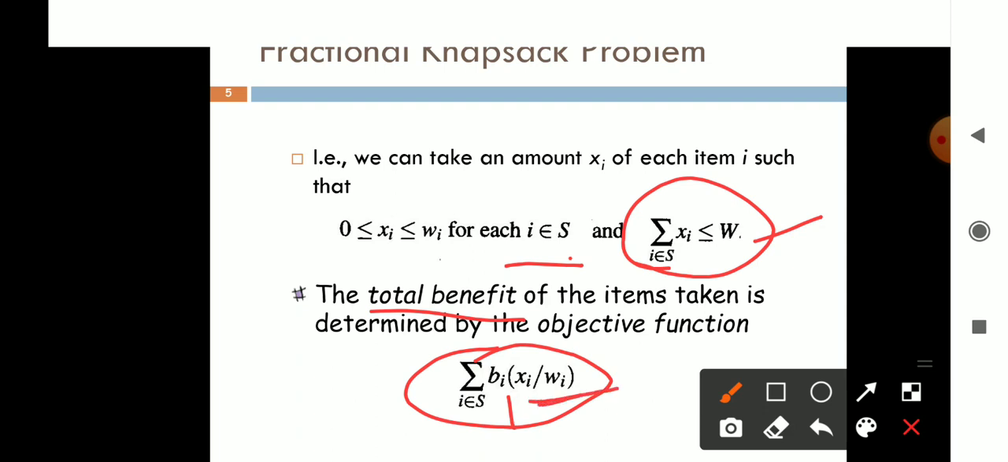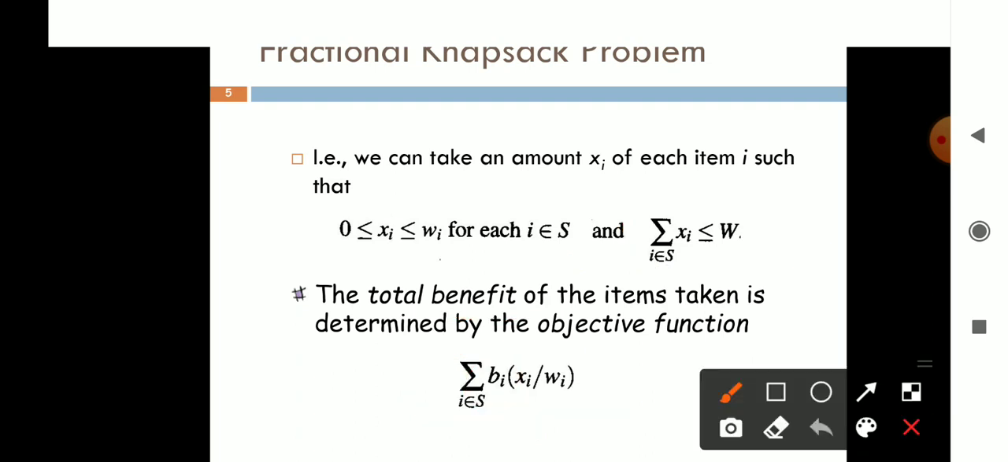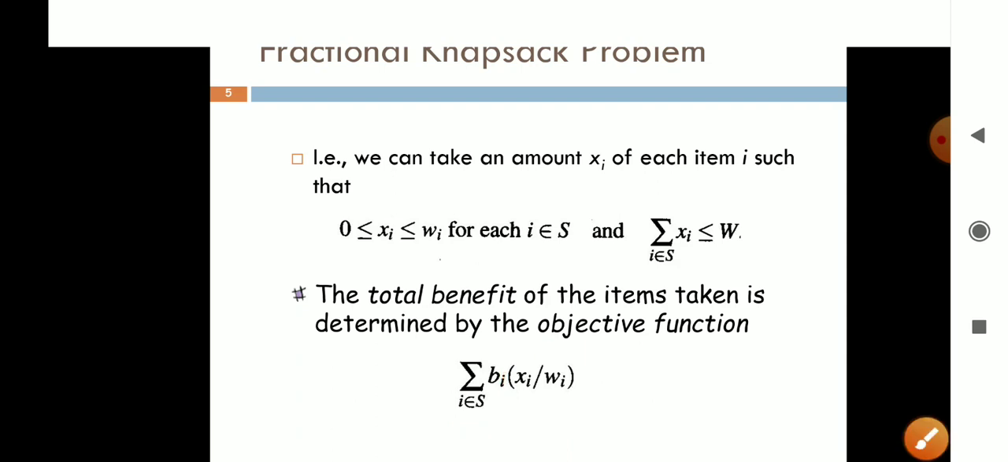And here we will have the amount of object and the weight of that object. Amount of object divided by weight of the object, which is multiplied by benefit here. So that is what we are going to take: the summation of all the benefits found by this particular fraction, how much amount we are using for that object and what is the weight of that object. So that is the fractional knapsack problem.